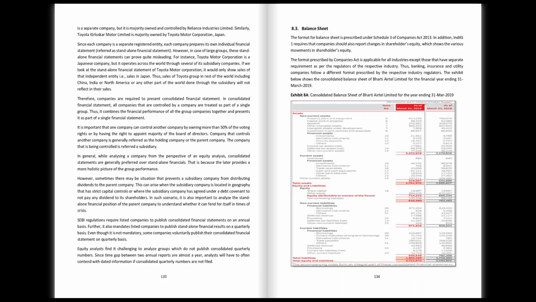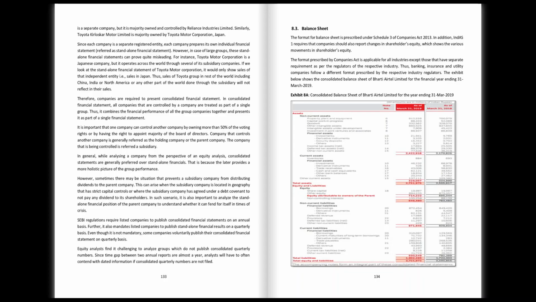However, sometimes there may be a situation that prevents a subsidiary company from distributing dividends to the parent company. This can arise when the subsidiary company is located in a geography that has strict capital controls or where the subsidiary company has agreed under a debt covenant to not pay any dividends to its shareholders. In such a scenario, it is also important to analyze the standalone financial position of the parent company to understand whether it can fend for itself in times of crisis.